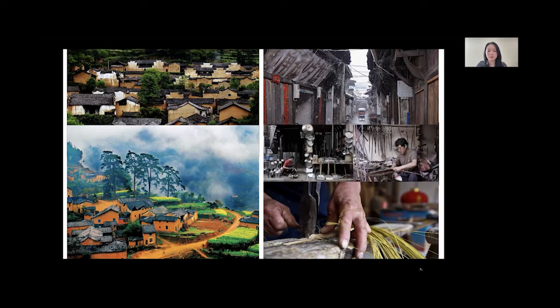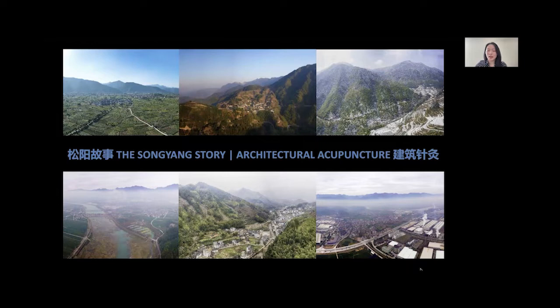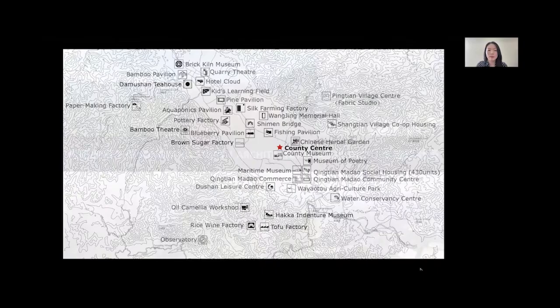So after the first year of working as village advisors on over a dozen pro bono projects, we proposed this architectural acupuncture as a systematic and sustainable strategy targeting rural issues. And it has become over 20 projects in this region, a mapping system where each project is revealing its own identity of its location and reflecting the legacy of its own place.